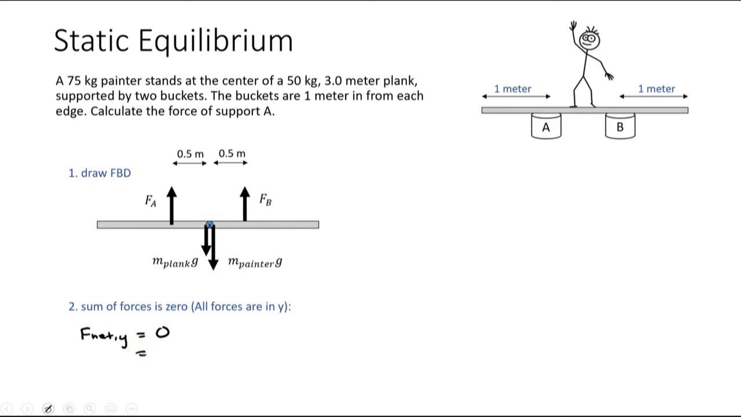So here I have FA acting in the upwards direction. I have FB also acting in the upwards direction. And then I have the weight of the plank downwards, so I'm going to say minus m plank times g. And I also have the painter's weight acting downwards, so this is going to be minus m painter times g. Okay, so that means we have this relationship between all of these different forces acting on our plank.